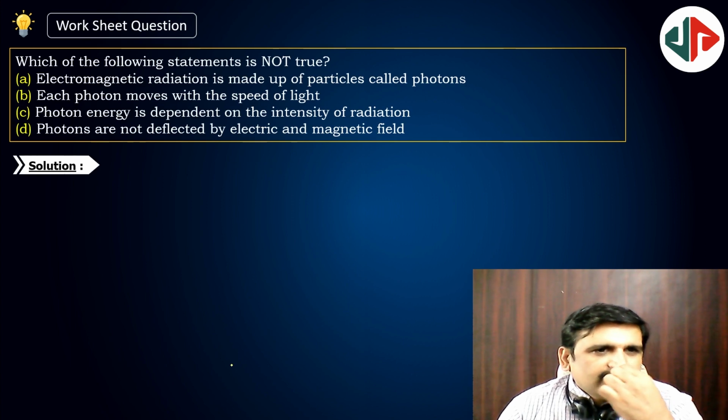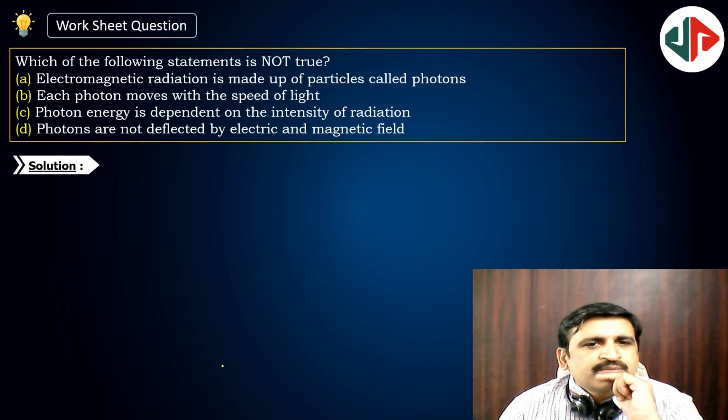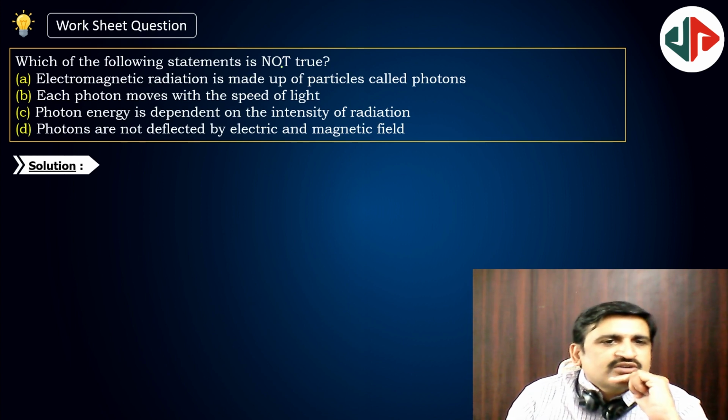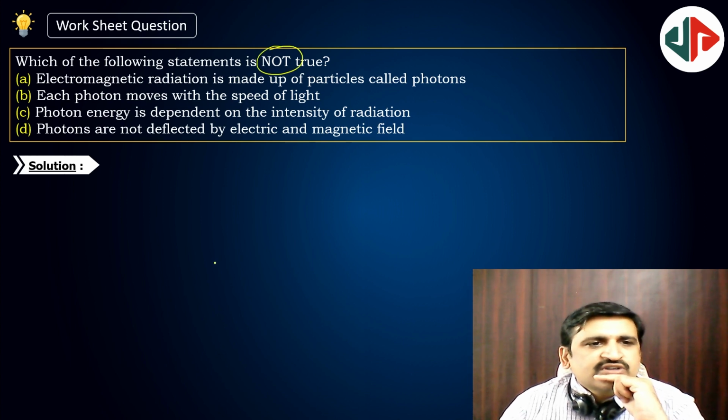Which of the following statements is not true? Electromagnetic radiation is made up of particles called photons. Each photon moves with the speed of light. Correct. Photon energy in vacuum is independent of the intensity of radiation.